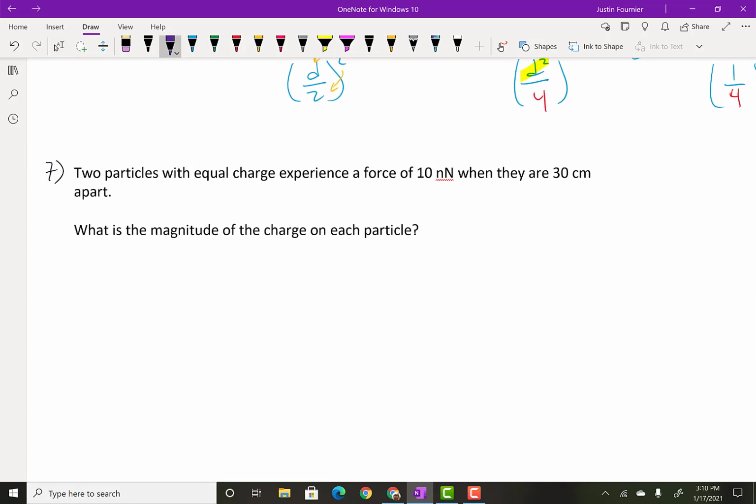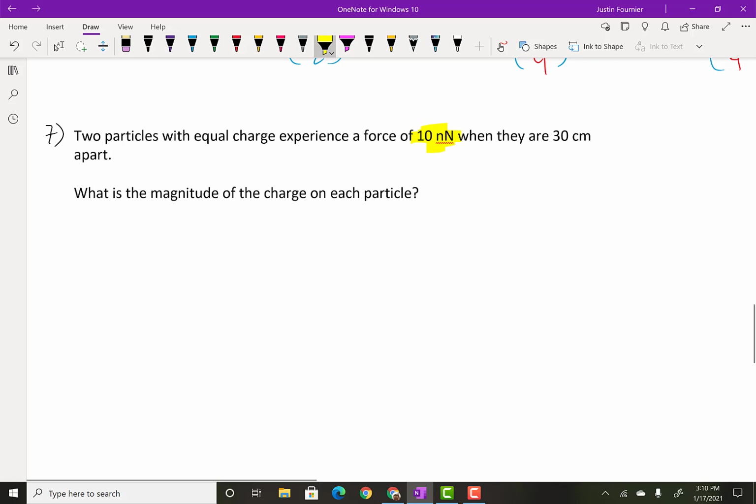It says 2 particles, each with a charge, experience a force of 10 nanonewtons. They are 30 centimeters apart. What is the magnitude of the charge on each particle? So they have equal charge. In other words, if I got 2 particles here, let's say they're positive charges, here's Q1, here's Q2, and both of them are equal charge.